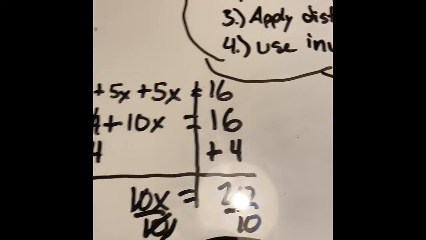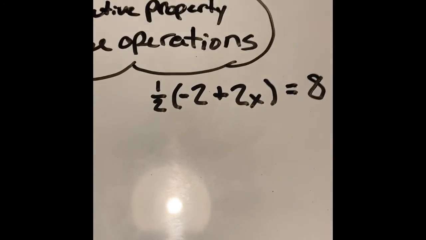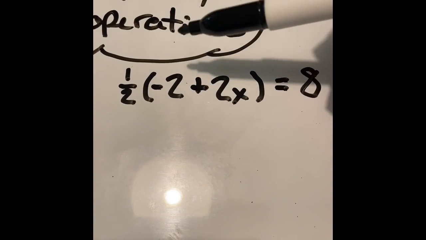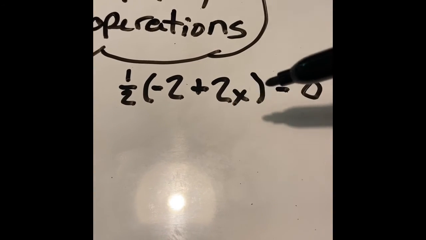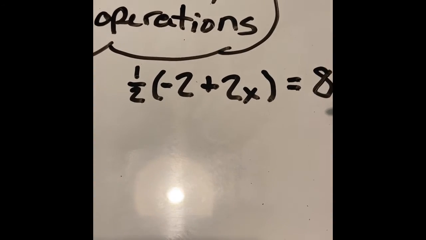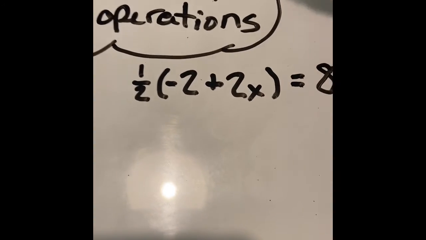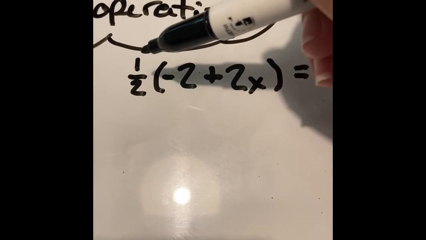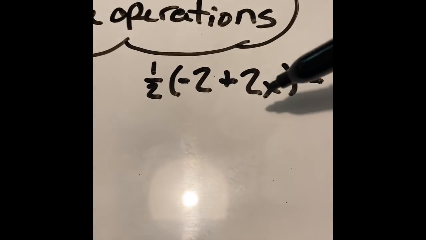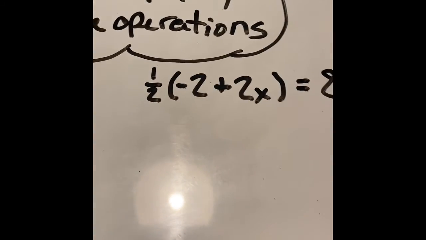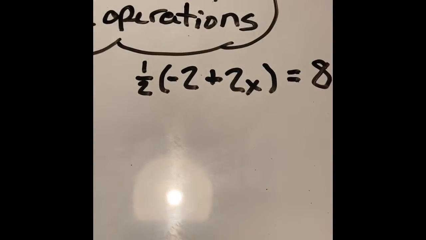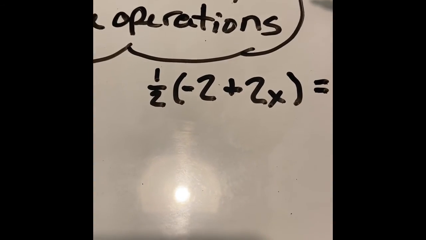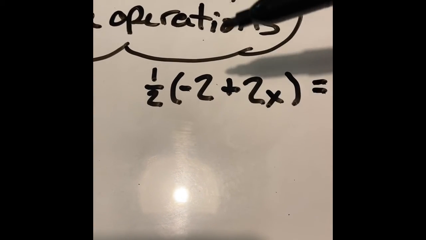All right, so now I'm going to move on to something a little more challenging. What we have here is 1/2 times this group of negative 2 plus 2x, which equals 8. So we could use the distributive property here and multiply the half times the negative 2 and the positive 2x, and be all fine and dandy. However, I'm going to show you guys a little bit of a shortcut. Technically we are multiplying this 1/2 to this group, so therefore we can do the inverse operation of dividing that.